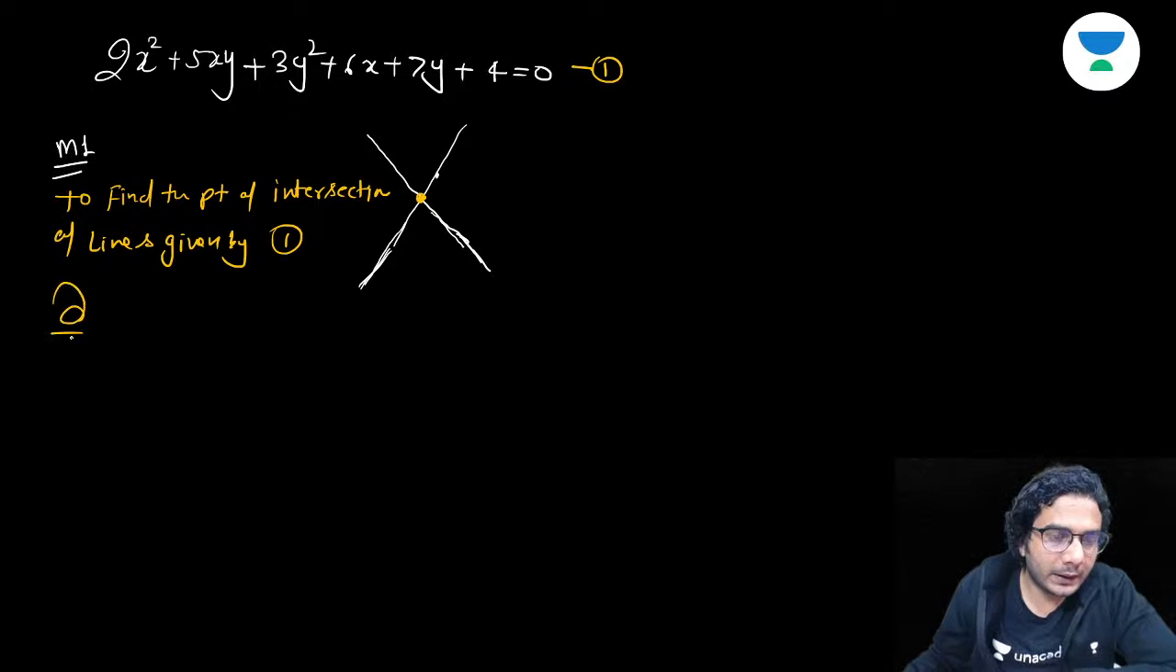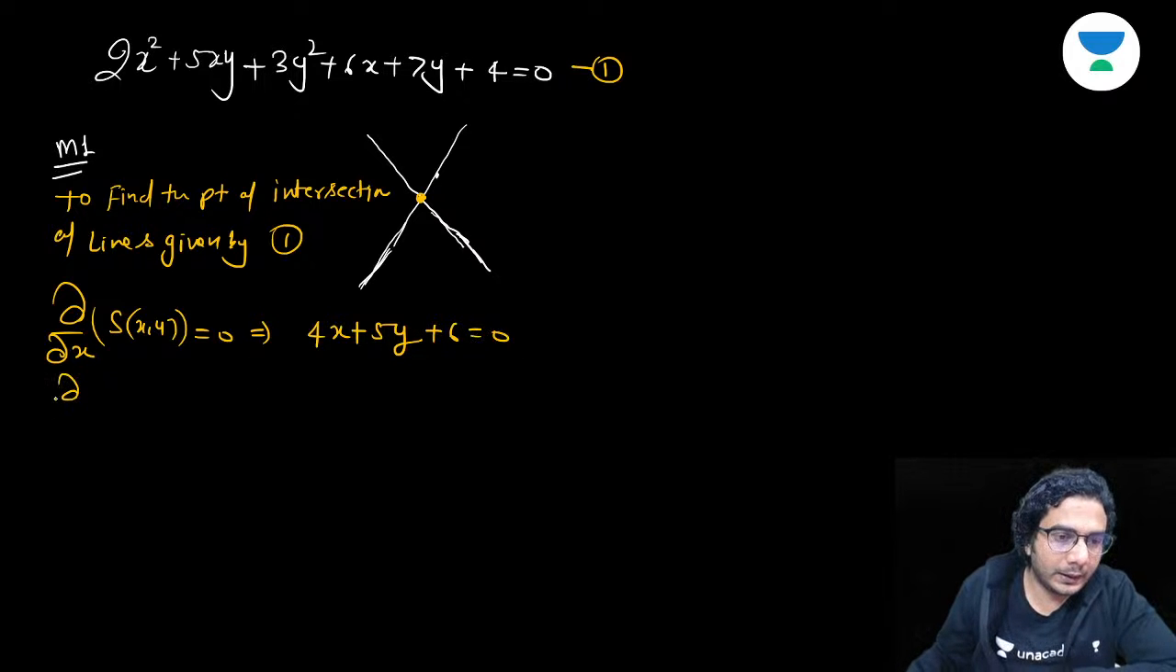Solve this. Del y del x of S of xy, do you remember that? Differentiate this with respect to x partially, so you'll get 4x plus 5y plus 6 is equal to 0, okay? And del y, but these are not the lines, okay?